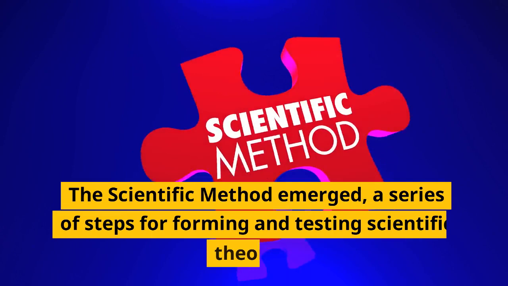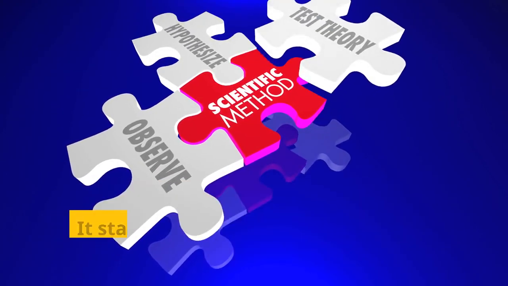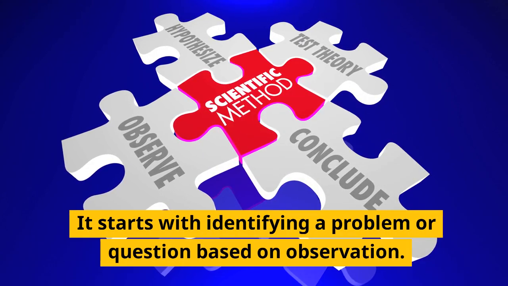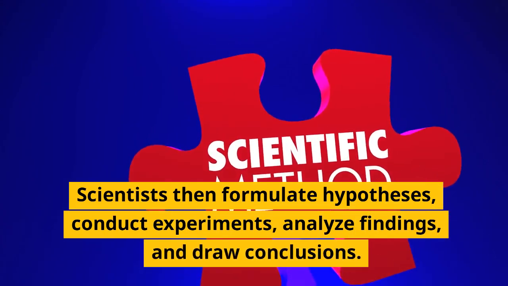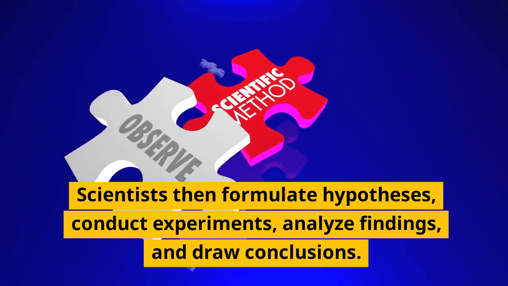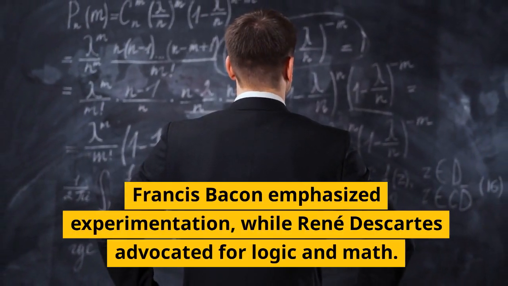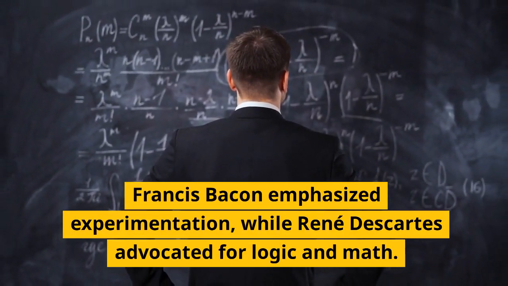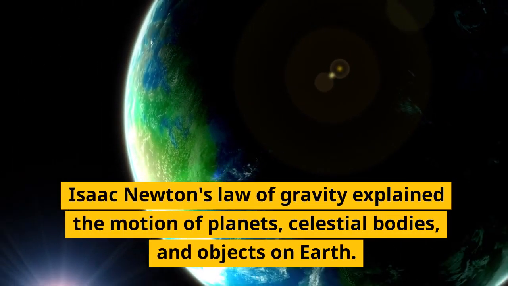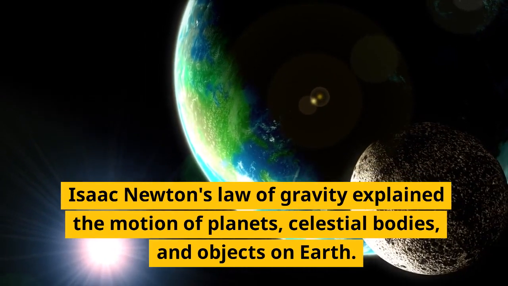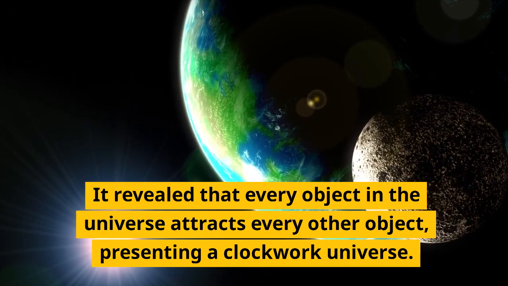The scientific method emerged, a series of steps for forming and testing scientific theories. It starts with identifying a problem or question based on observation. Scientists then formulate hypotheses, conduct experiments, analyze findings, and draw conclusions. Francis Bacon emphasized experimentation, while René Descartes advocated for logic and math. Isaac Newton's law of gravity explained the motion of planets, celestial bodies, and objects on Earth. It revealed that every object in the universe attracts every other object, presenting a clockwork universe.